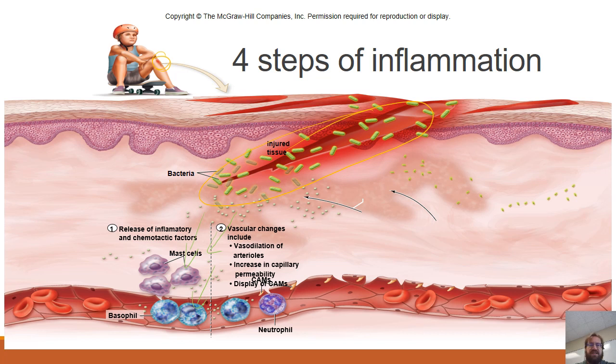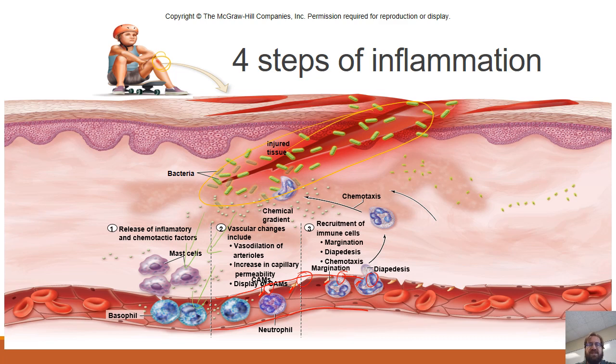Well, what is the histamine and heparin going to do? It's going to dilate the blood vessels, so it's going to open them up a little bit for more blood cells to get through. It's going to increase the permeability. It's going to open doors here and here and here and here for things to get out of your blood. And it's going to display these cool little things called cell adhesion molecules, little hooks on the surface of the cell that passing white blood cells can use to grab onto and pull themselves out of the tissue.